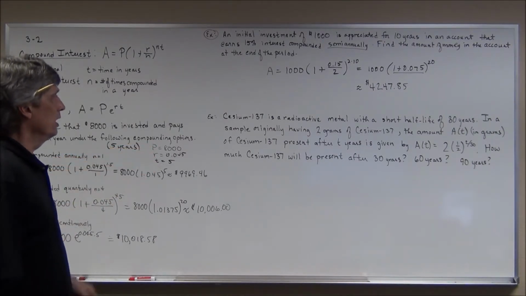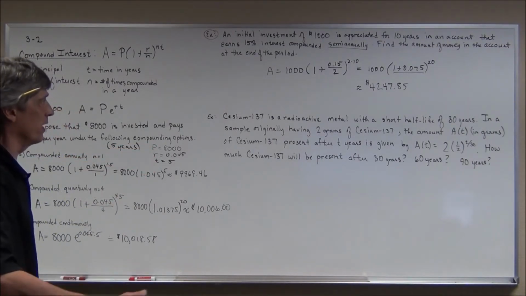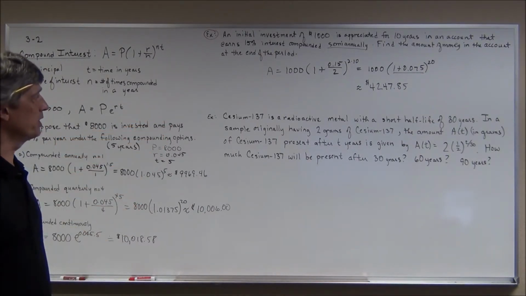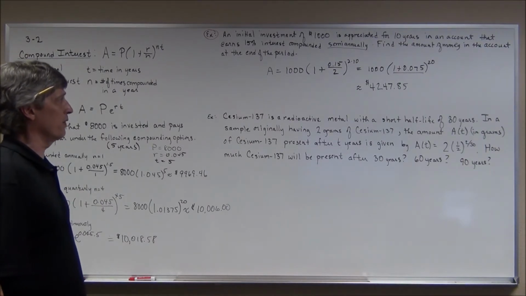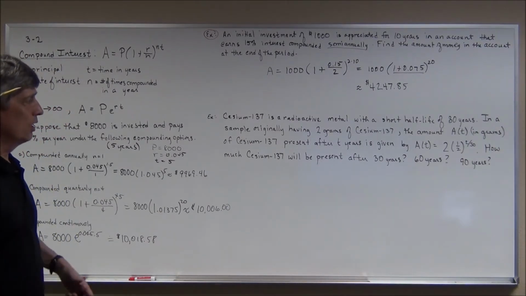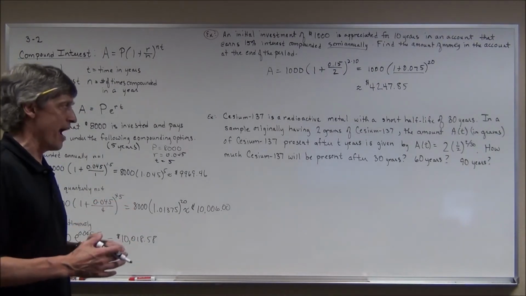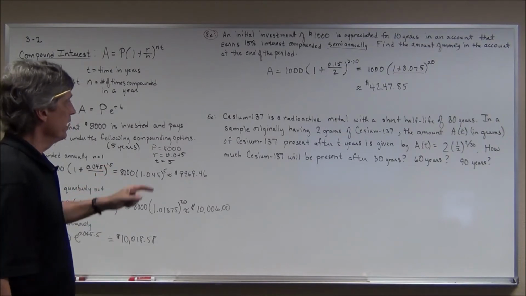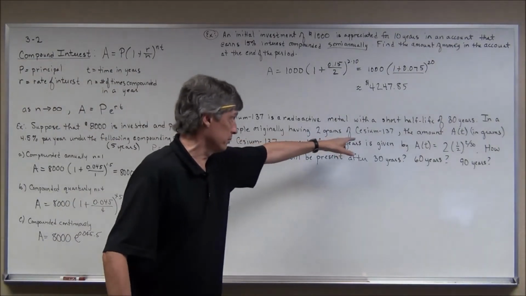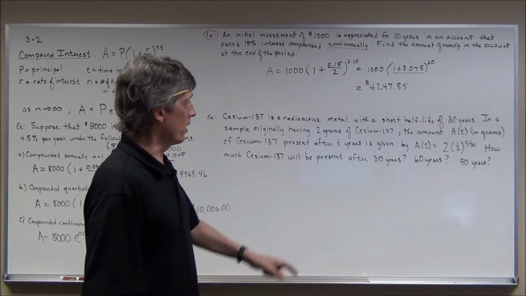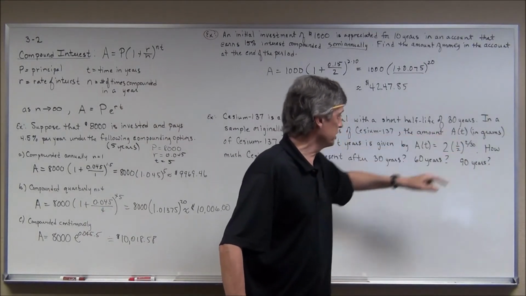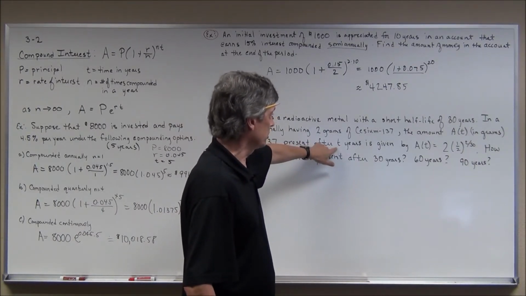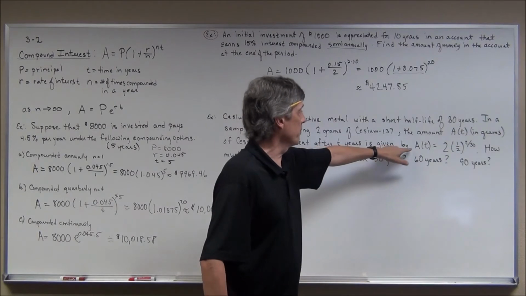In this next one, it has to do with radioactive half-lives, and this is decay, or exponential decay. Cesium-137 is a radioactive metal with a short half-life of 30 years. That means whatever you start with, 30 years later, you have half of that amount remaining. So if you have 1,000 pounds, in 30 years you have 500 pounds. In a sample originally having 2 grams of cesium-137, the amount, which we're going to call A of T, in grams, of cesium-137 present after T years, so we haven't put in a specific amount here, is given by this formula right here.